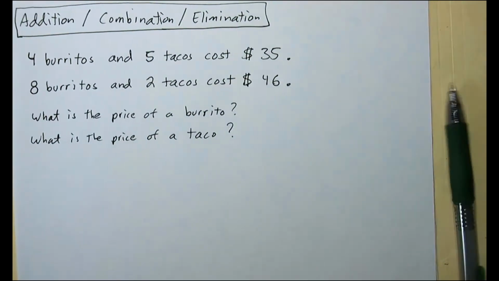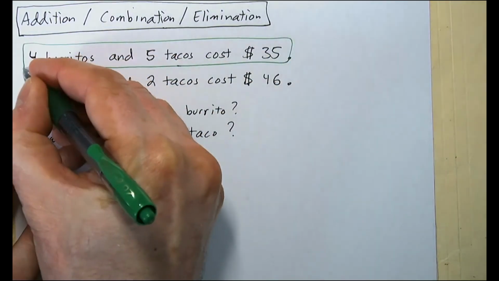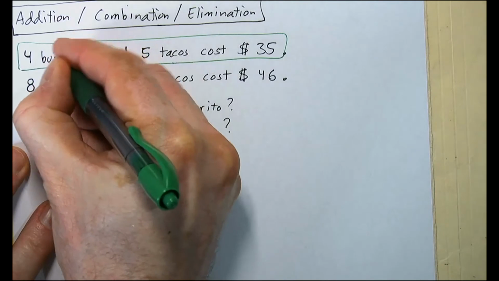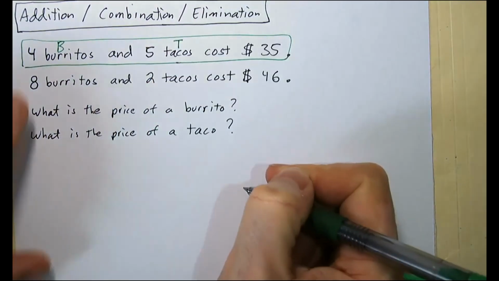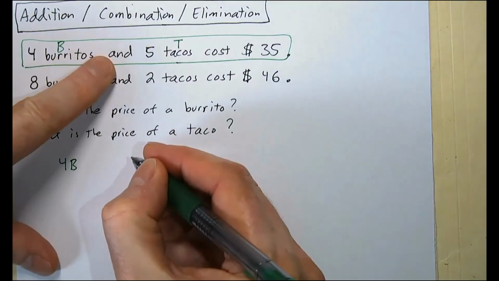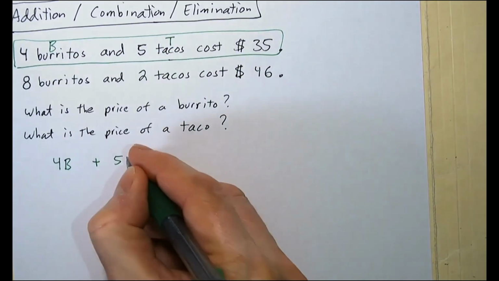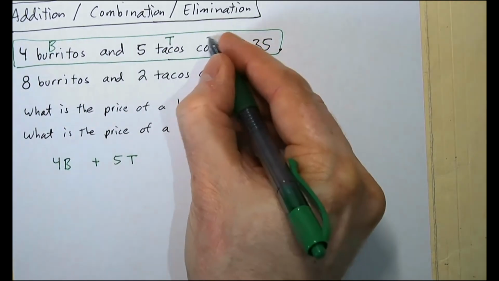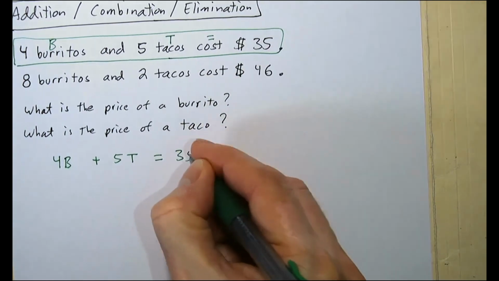So let's take the first equation. How about I use B for burrito? And how about I use T for taco? 4 burritos and, sounds like plus, 4 burritos and 5 tacos. Cost sounds like the result, equals $35.